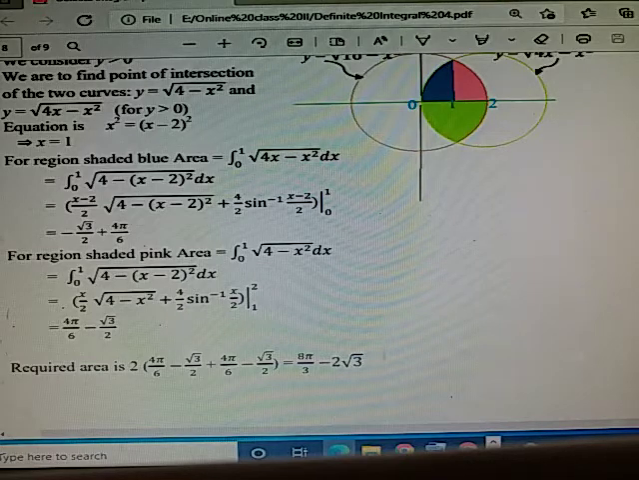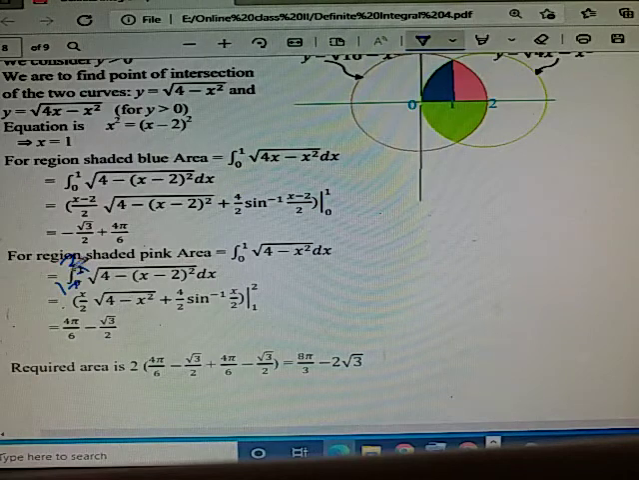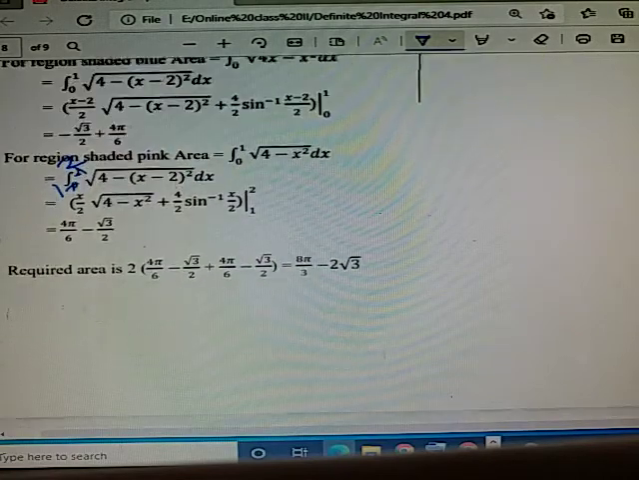So let's say this one is 1 to 2. No, this is not 0. This is 1, and this is 2. 1 to 2, and we are finding this value separately and then adding it. So this is our result.